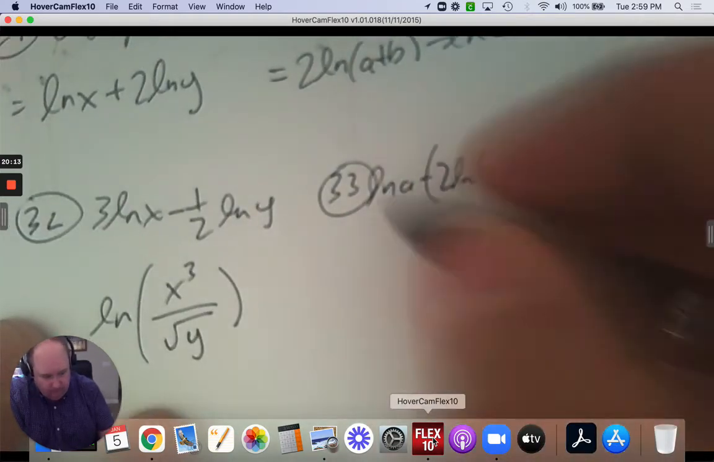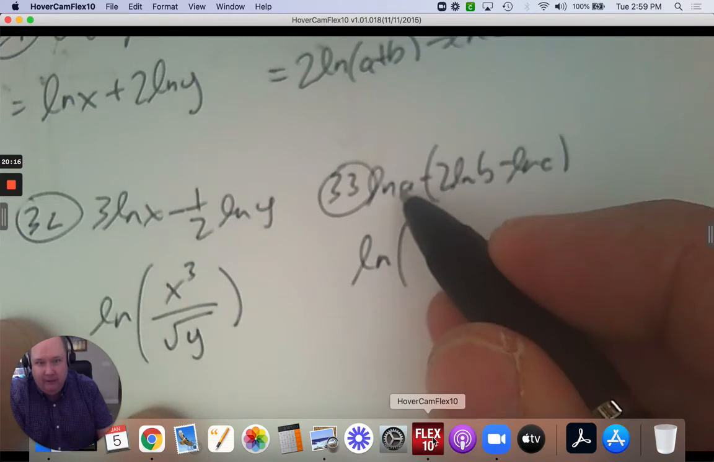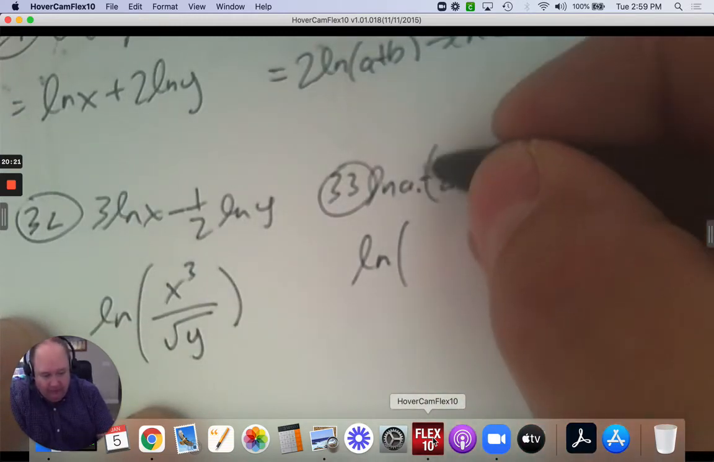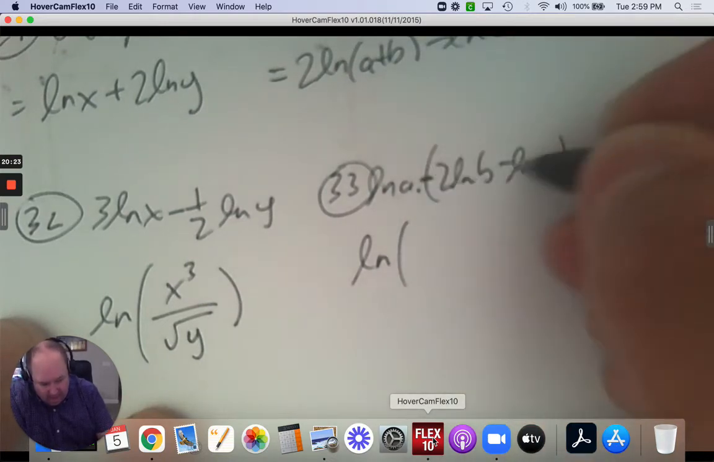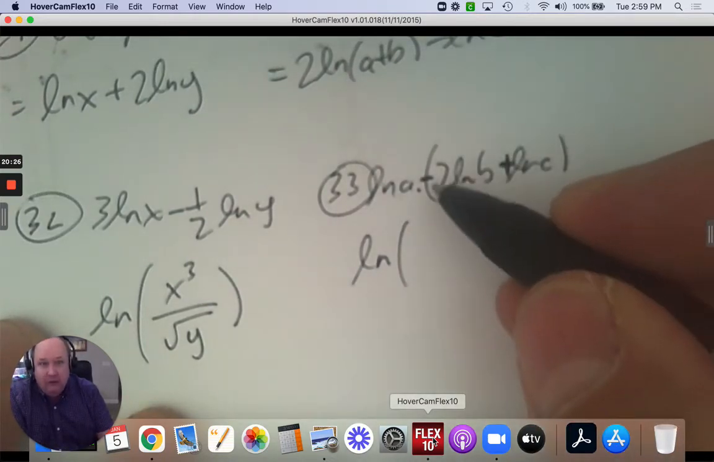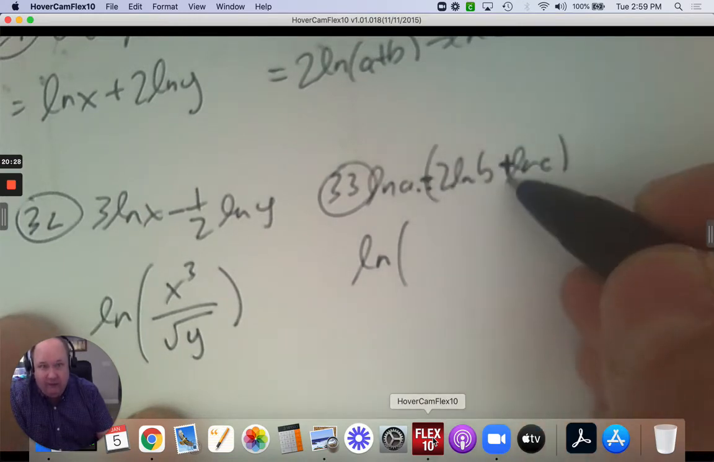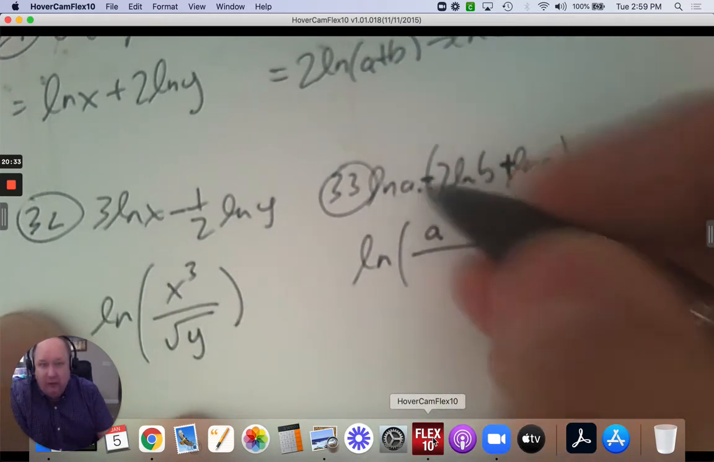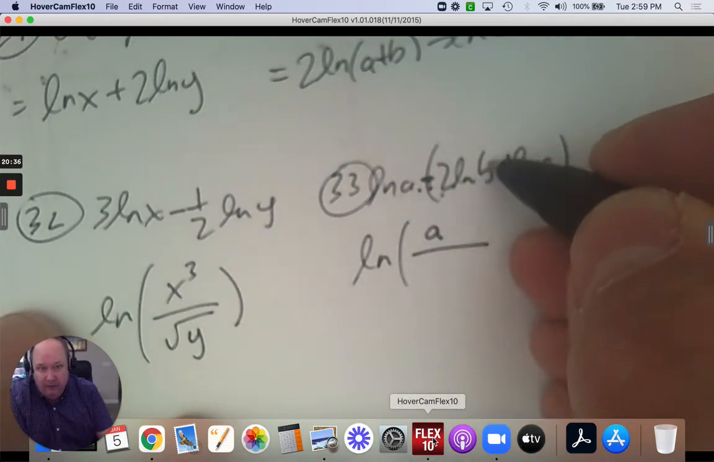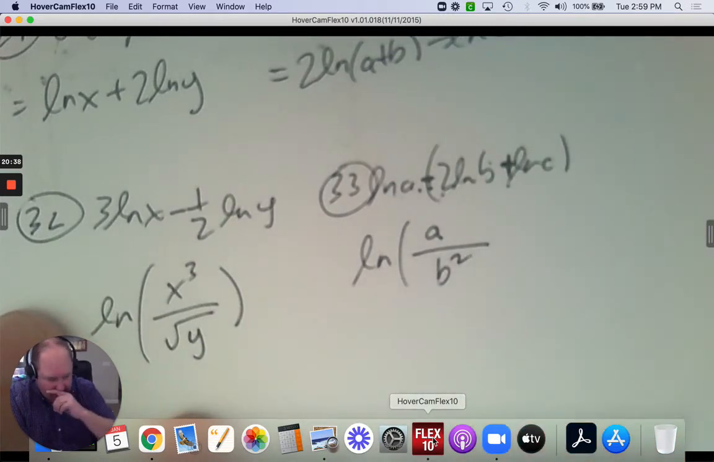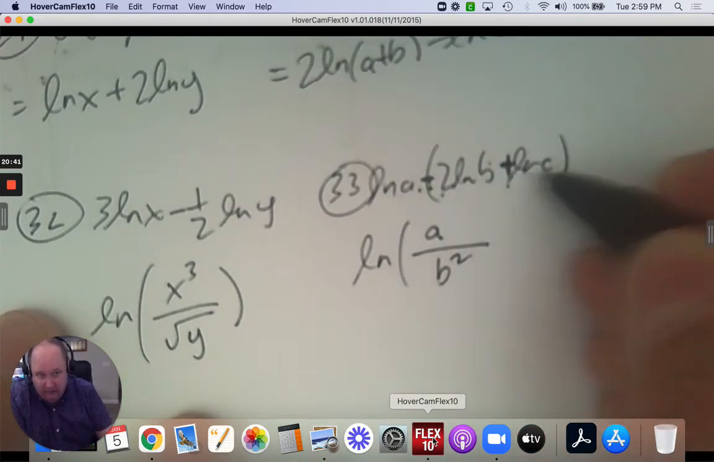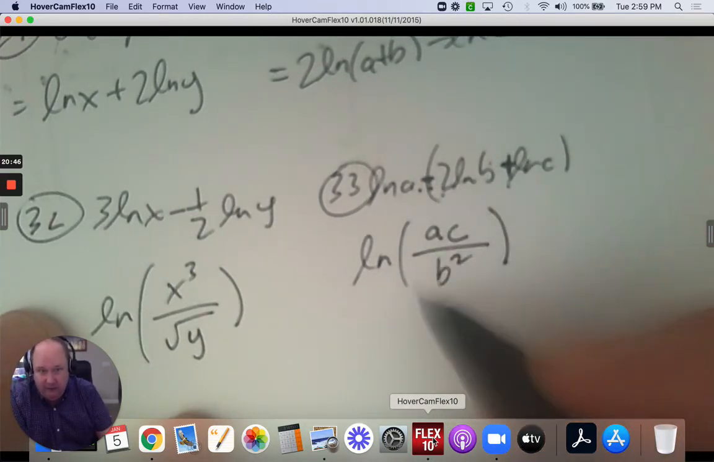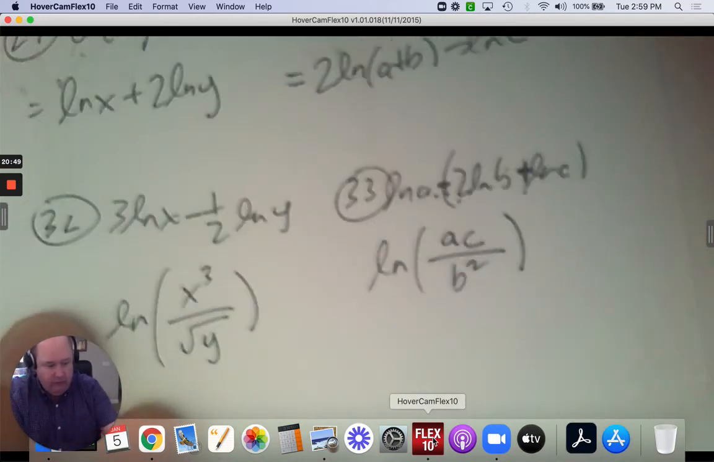33, to write this as one logarithm, we have a subtract. Now be careful here. This is actually, if you distribute to get rid of the parentheses, this actually becomes a plus. So you have a negative, and then a negative times a negative makes this plus, just to be a little trickier, right? So a is in the numerator. The 2 becomes the exponent, so b squared is in the denominator. And because this is positive, the c is also in the numerator. So only ones that are negative become in the denominator. 34.